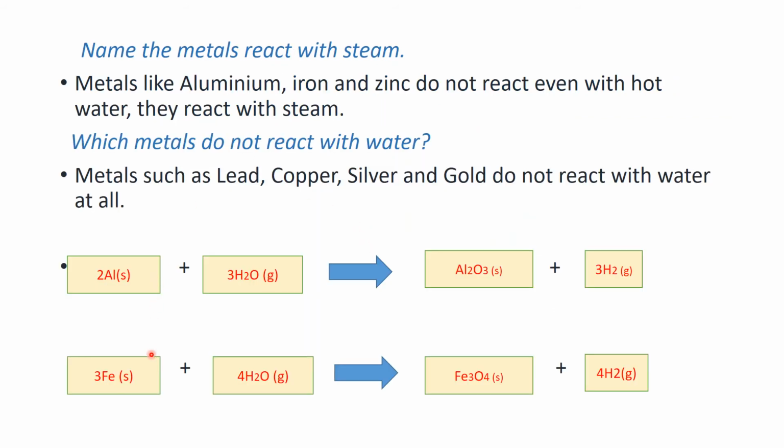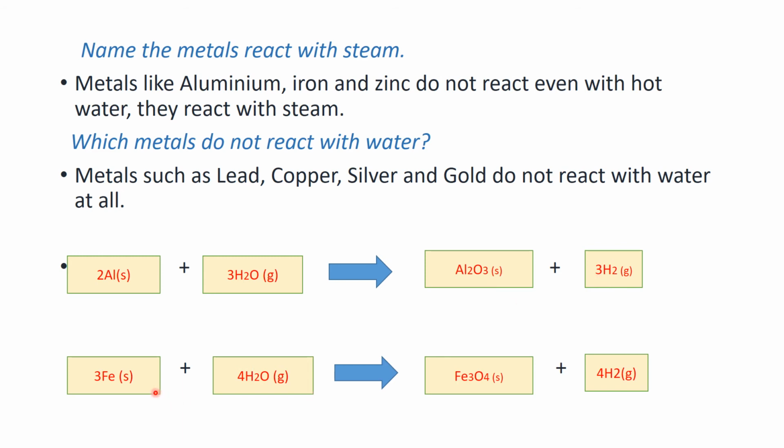Aluminium and iron do not react with cold water, and they do not react with hot water. These metals react with steam. So there are a few metals which do not react even with hot water, they react with steam. These metals are aluminium, iron and zinc. They react with steam only. See the reaction here. This is aluminium reacting with steam, that is H2O in gaseous form, to form aluminium oxide, that is Al2O3, plus hydrogen gas.